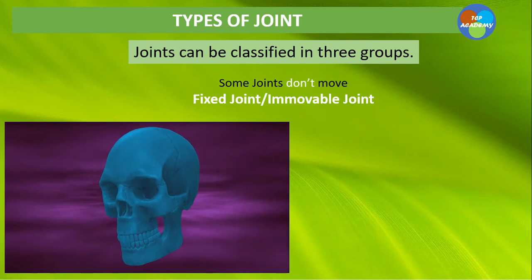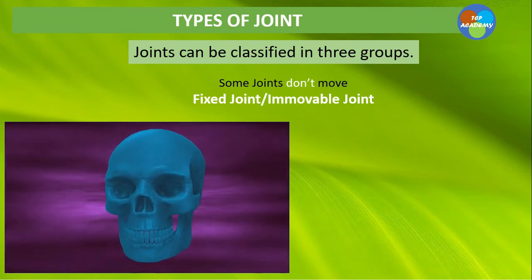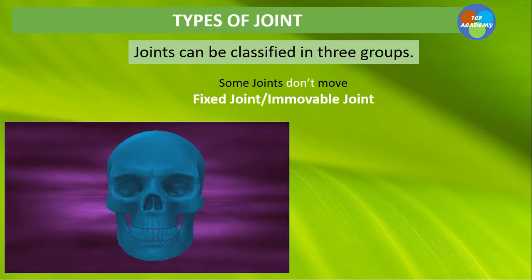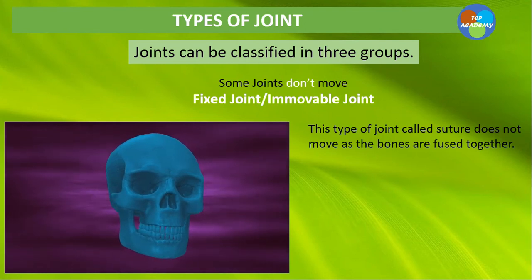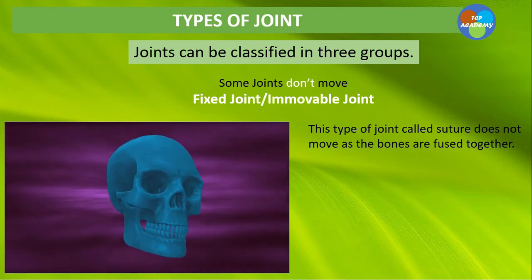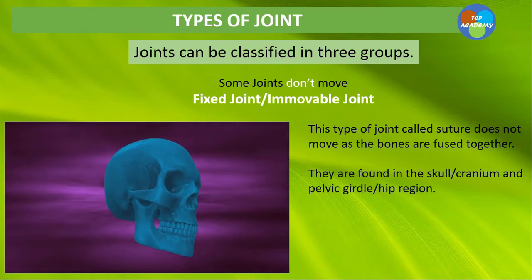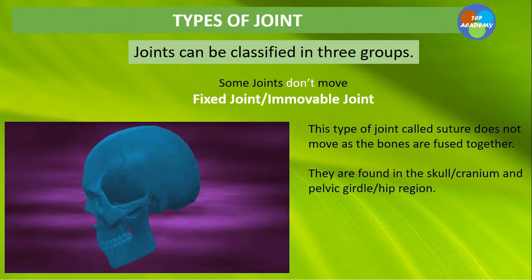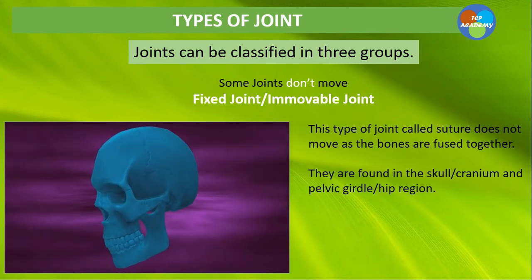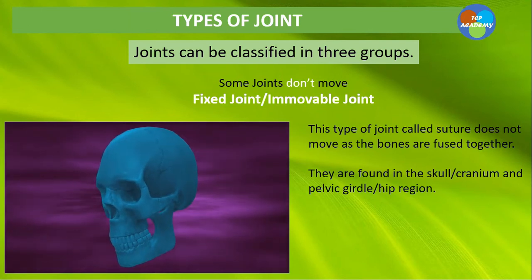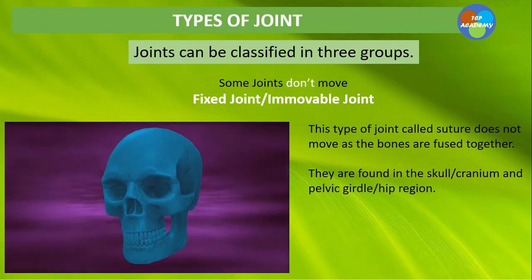Great. Some joints really don't move, and this is an example of a joint that does not move. It's called a fixed joint or immovable joint. In some cases, it's referred to as a suture. This type of joint does not move as the bones are fused together. They are found in the skull, the cranium as is on the screen, and in the pelvic or hip region of the body. That's where the legs meet the abdomen, the pelvic region.